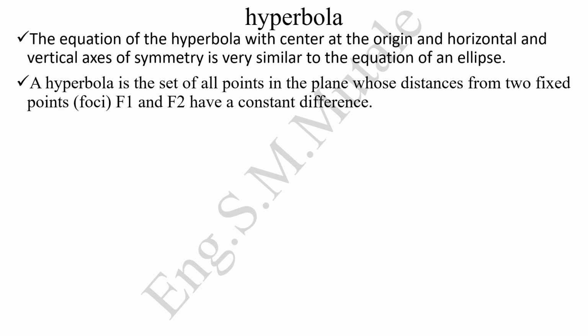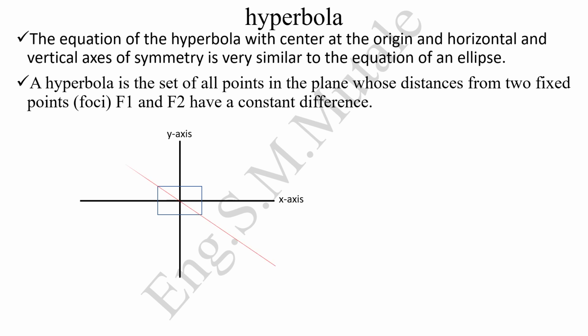Okay, so the hyperbola is basically a set of points in the plane whose distances from two fixed points, which are the foci F1 and F2, have a common difference. So it's plotted like so. You have the x-axis and the y-axis there. You draw this rectangle and two lines passing through the diagonals, and these lines are called asymptotes.